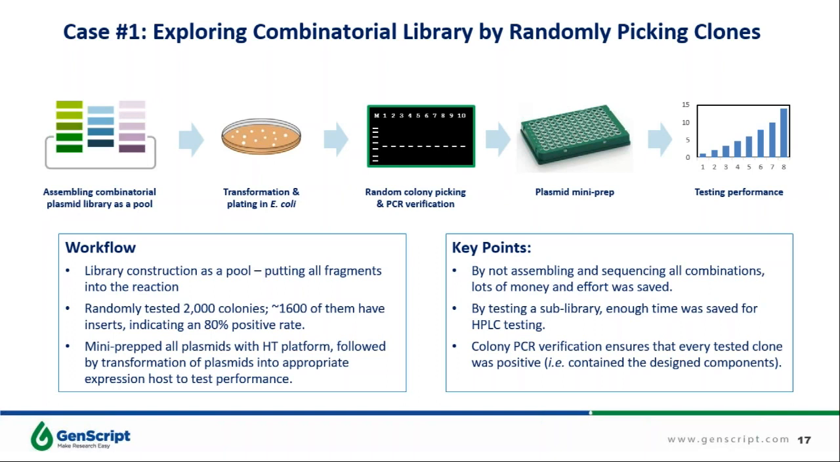The point of this strategy is that we do not assemble and sequence all the combinations in the library, so we can save a lot of money and effort. It is also unnecessary to know which enzyme version is inserted for every construct, because for most of the time, we are only interested in the genetic information of the top pathways rather than the pathways with only average performance. Also, testing 1,600 clones rather than the whole library is relatively practical for chromatography screening.